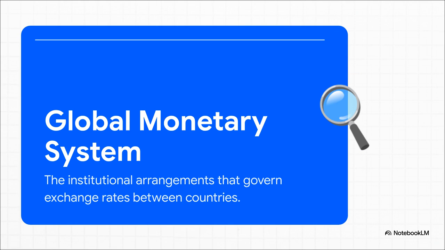Well, the answer lies in this huge interconnected web. The global monetary system is basically the rule book, the institutions, and the markets that let us swap currencies and move money across borders. You can think of it as the essential lubricant for all international trade and investment.